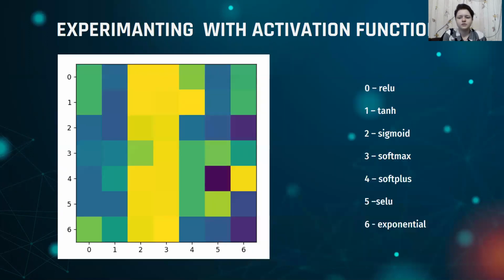To test our hypothesis, we plotted the accuracy of the neural network that uses different activation functions for the hidden and output layer. It shows that the combination of tangent and softmax, it's 1 and 3, really gives the best results. So we use this combination in our neural network.